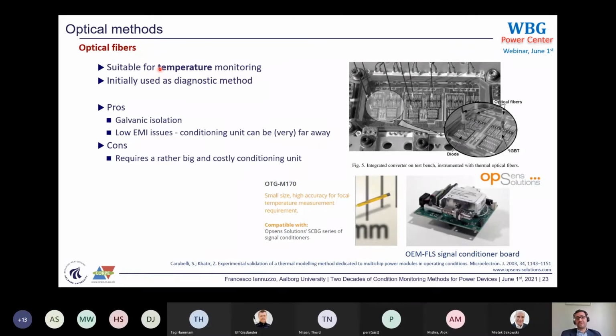And the obvious pro is that you get galvanic isolation and very low EMI issues because it is an optically driven signal. So you can bring your signal even 10 meters apart from your electronics, which basically gives an intrinsic shielding against electromagnetic interference.